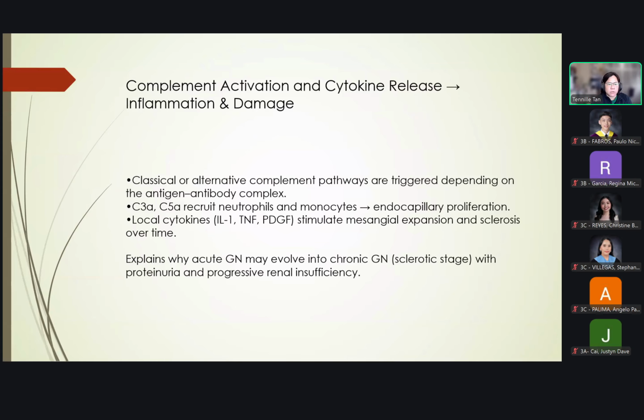And then some of your local cytokines, your IL-1, your TNF, or your PDGF, will stimulate mesangial expansion, and this eventually leads to sclerosis over time. This also explains why an acute glomerulonephritis may eventually evolve into a chronic glomerulonephritis, or what we call the sclerotic or fibrosis stage, with proteinuria and progressive renal injury.